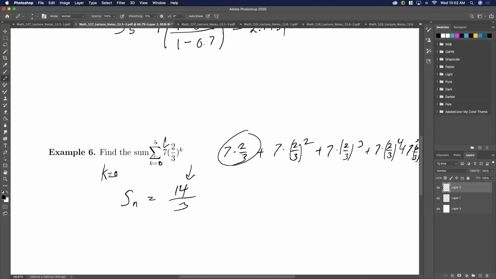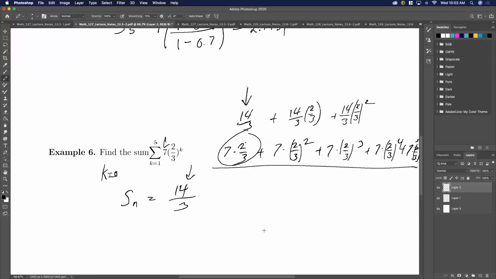Yes, no? No. Okay, let's be careful. All right, I want to find the sum. So this is the sequence I get out of this, right? So my first term is 14 thirds, plus 14 thirds times 2 thirds, plus 14 thirds, because I'm just pulling out one of the 2 thirds, to the squared, right? So this is the same way I'm writing this. If k equals 1 and you see this, you have to find out what your first term is, right? What's my first term? Well, if k equals 1, it's this.